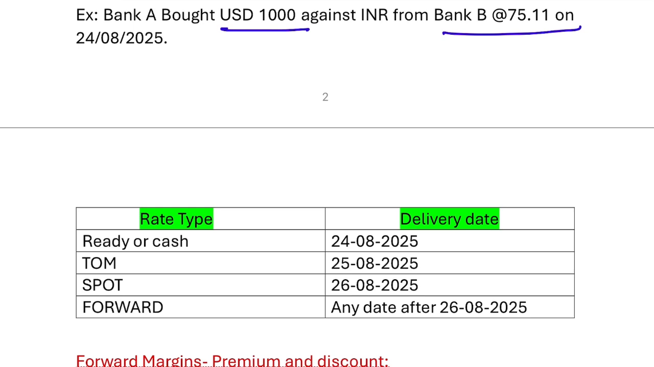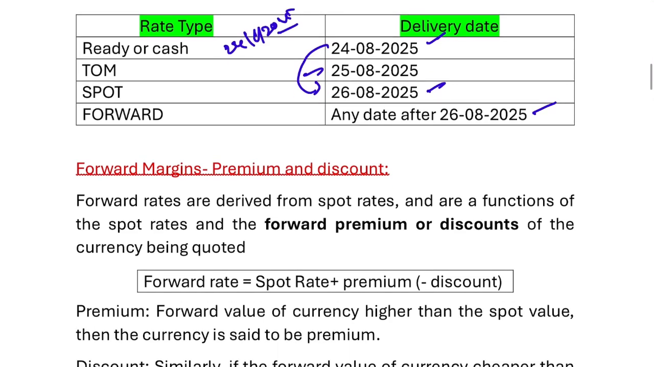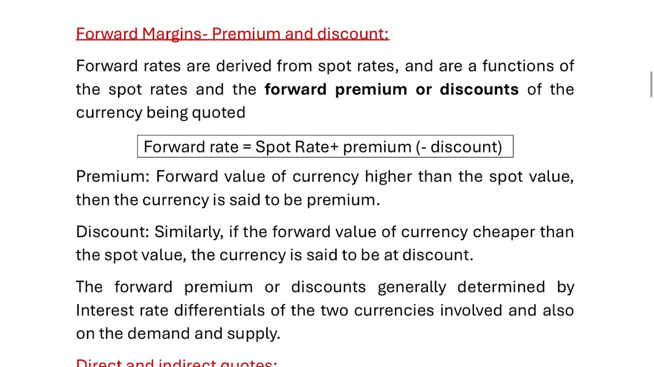So ready rate means what? Suppose the date is 24/8/2025. Ready rate means the same day itself, tom rate means the next day itself, and spot rate means the second working day, so 24 to the second working day, 26. Forward rate means any day after the spot rate. Got it?